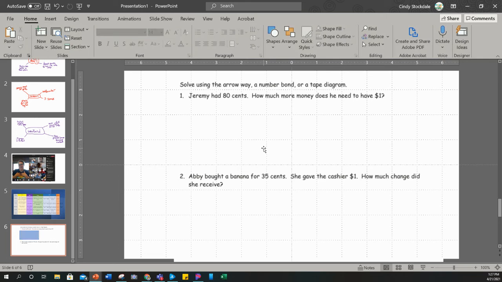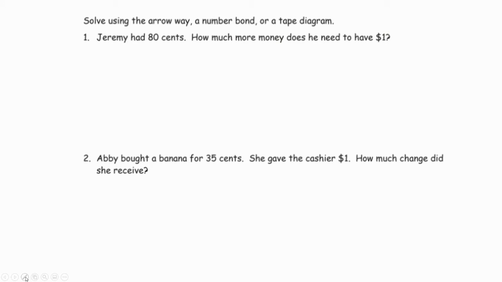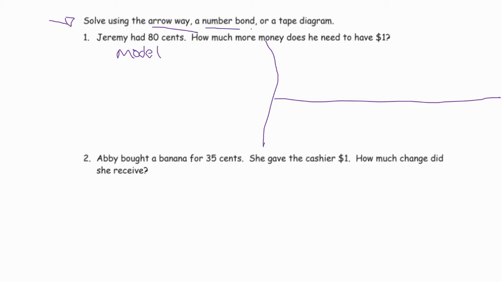So what the students had to do is, actually, let me do it a different way so you guys can see. So here's our problem. Jeremy had 80 cents. We have to solve it or write it out in 3 different ways. Excuse my mouse handwriting, it's not that great. So we have to draw a model. And it tells us up at the top what kind of model we can draw. So we could use arrow, we can use number bond, or we can use a tape diagram.